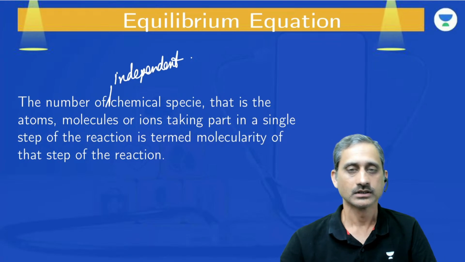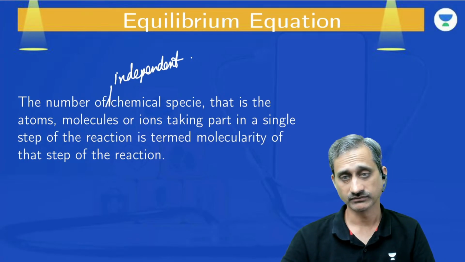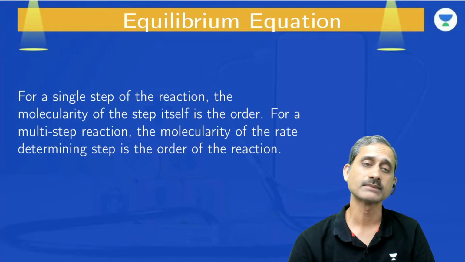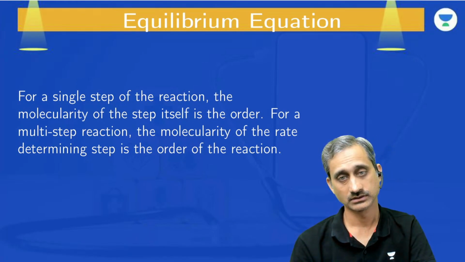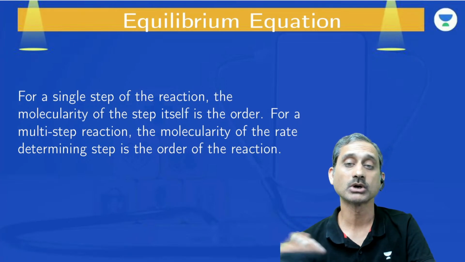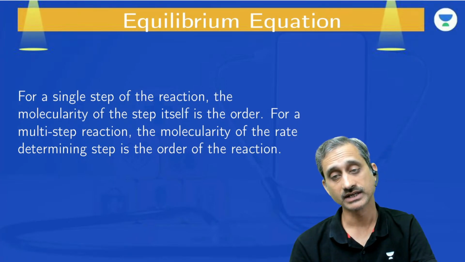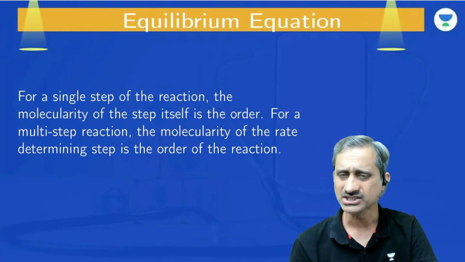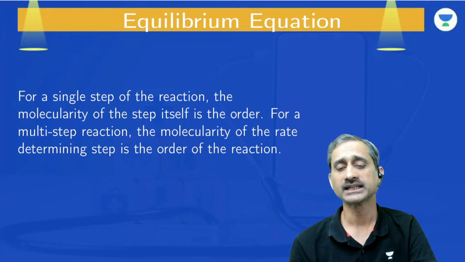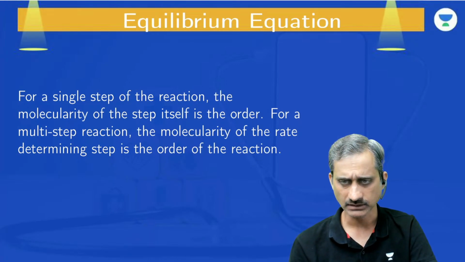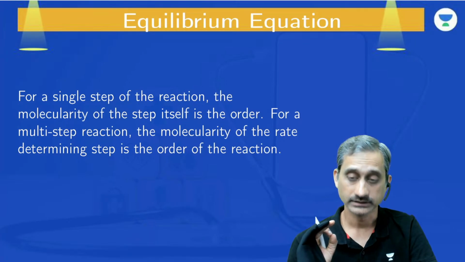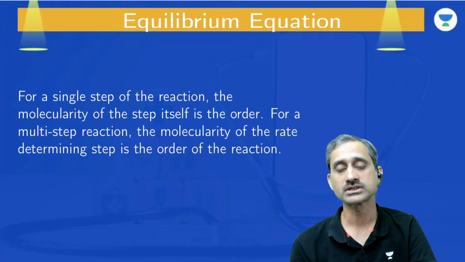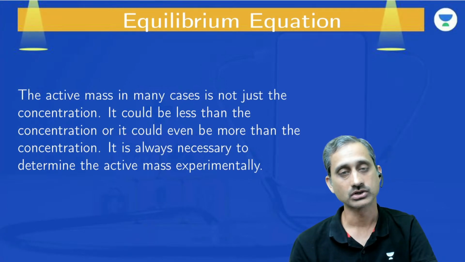So that's termed molecularity of that step of the reaction. For a single step reaction, the molecularity of the step itself is the order. Clear? For a multi-step reaction, the molecularity of the rate determining step is the order of the reaction. So what exactly does this tell you? This simply tells you that in the case of the equilibrium equation that we are talking about, the stoichiometric coefficients represent the order of the reaction.